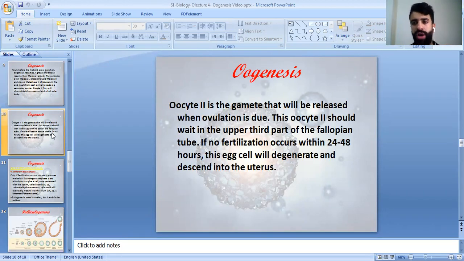Fallopian tube is the oviduct, okay? So if no fertilization occurs, there is no fertilization. Within about 24 to 38 hours, this egg cell will degenerate and descend in the uterus and will die.